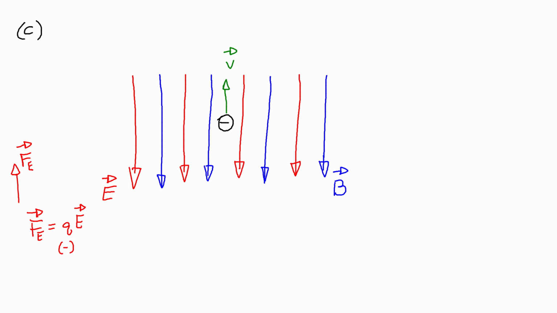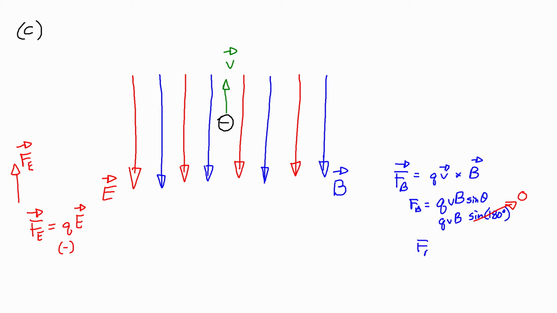For the magnetic force, we have the magnetic force is equal to QV cross B. And in this case, V and B are parallel. One way of writing this equation in terms of just the magnitude is QVB sine theta. In this case, V and B are 180 degrees, so we'd have sine of 180 degrees, which is 0. So the magnitude of the magnetic force is 0. It doesn't really matter what the direction would be because the magnitude is 0.